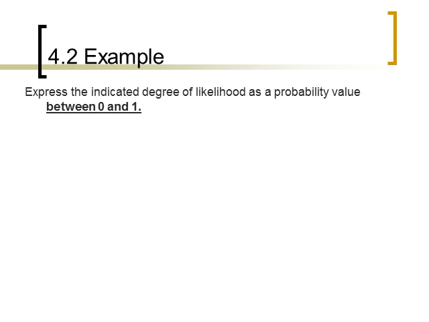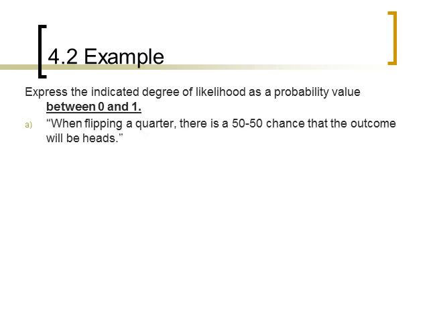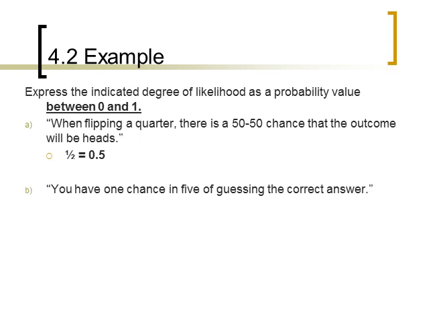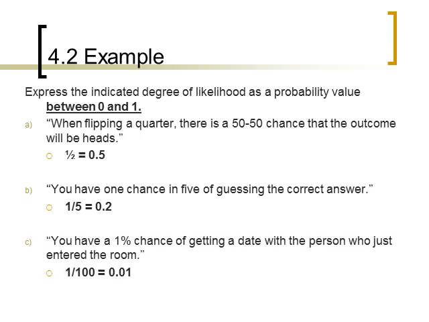So let's just practice, and we're going to express the indicated degree of likelihood as a probability value between 0 and 1. So all of our answers should be written in decimal form, not percents. When flipping a quarter, there is a 50-50 chance that the outcome will be heads. So we want to represent the 50-50 chance as a probability. And so that would be 1/2, and 1 divided by 2 equals 0.5. So that's a pretty easy one to convert. Or you have 1 chance in 5 of guessing the correct answer. So 1 out of 5, we divide 1 by 5 and we get 0.2, and that's the correct probability.